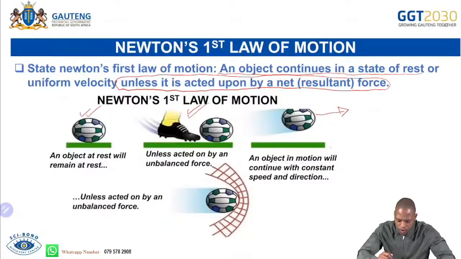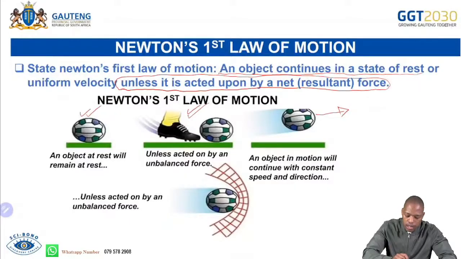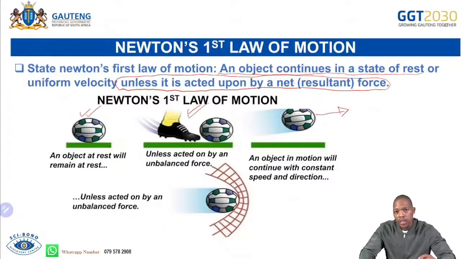An object in motion will continue with constant speed and direction. It does not change the speed, it does not change the direction, forever moving in its original direction. However, again, Newton gave us this clarity here to say this will only happen unless there is a net force that acts on the object.